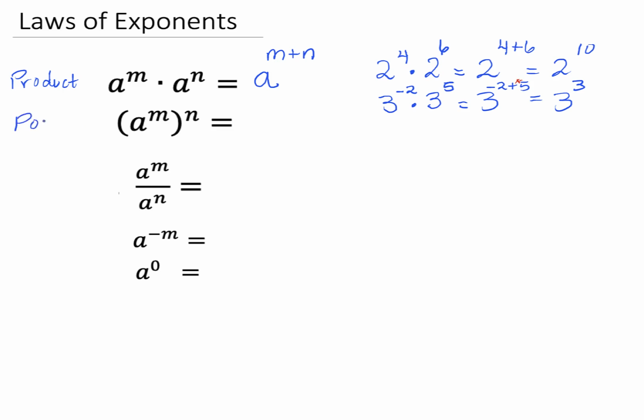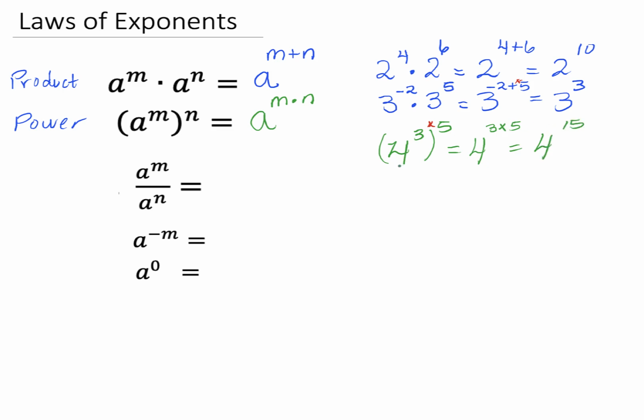Next, I have the power rule. The power rule states that if you have a base raised to an exponent and raised to another exponent, you will keep your base and you would multiply your exponents. So m multiplied by n. Suppose you have, let's say, 4 raised to the 3rd power, and then that is raised to the 5th power. You would keep your base, but because you have a base raised to a power and then raised to another power, you would multiply your exponents. So this would be 3 times 5. So this will be 4 to the 15th power.